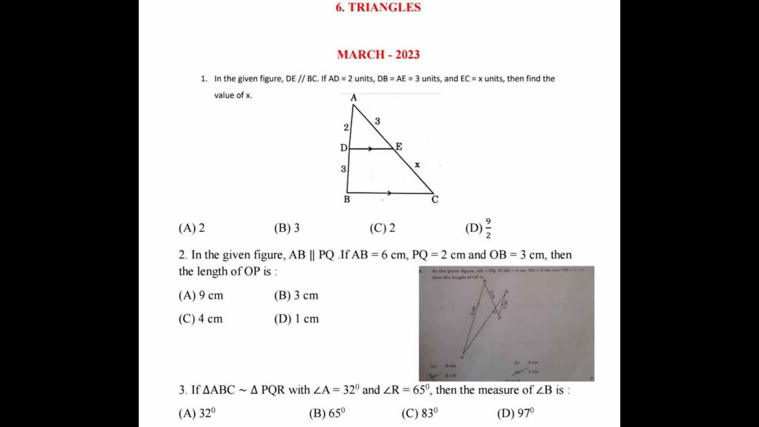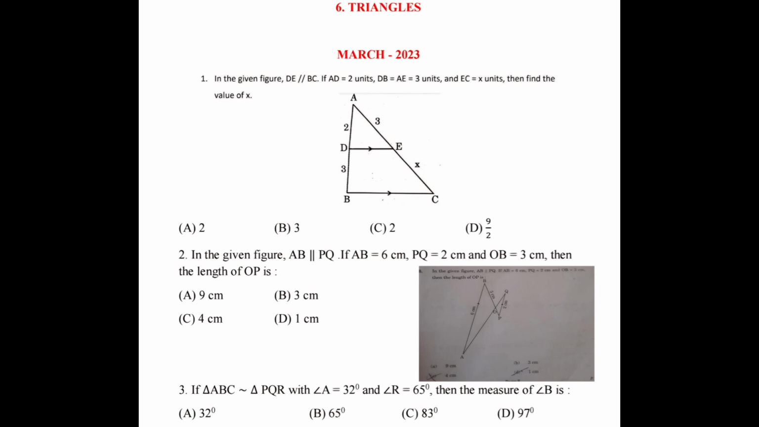In the second question, AB is parallel to PQ is given. Use alternate interior angles are equal, by AA similarity the two triangles are similar. AB is equal to 6 centimeters, this is a side of the first triangle. PQ is 2 centimeters, this is the corresponding part of the second triangle. So you will see the first triangle is 3 times the second triangle. So if OB is equal to 3 centimeters, then OP length will be 1 centimeter. Option D.